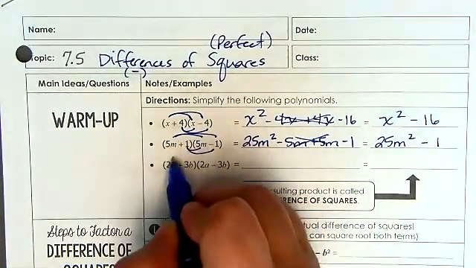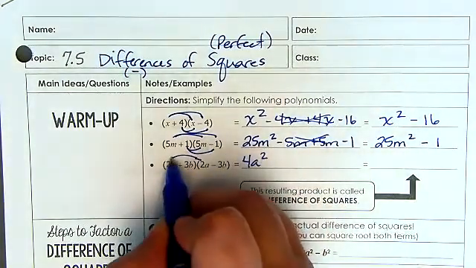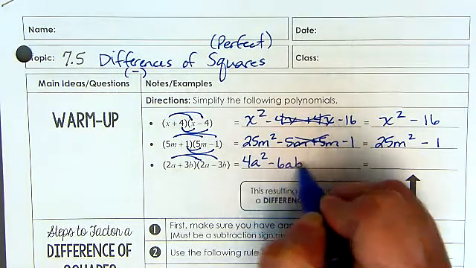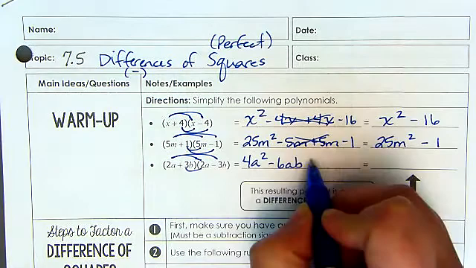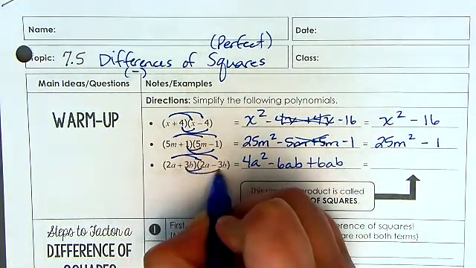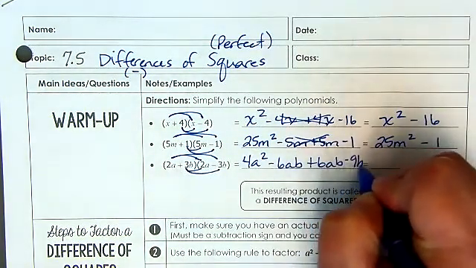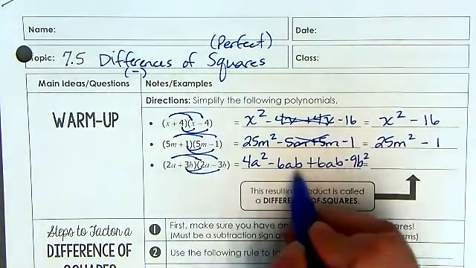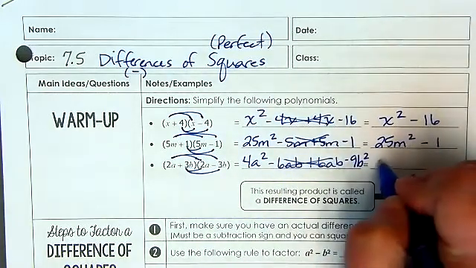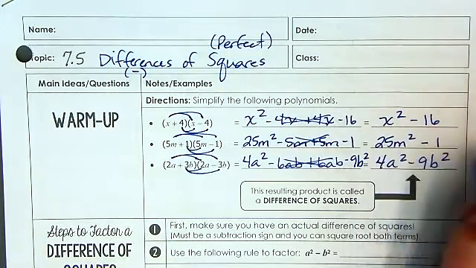Next example, 2a times 2a gives me 4a squared. 2a times -3b gives me a -6ab. 3b times 2a gives me a positive 6ab. 3b times -3b gives me a -9b squared. And if I simplify these two middle terms, one's positive, one's negative, they cancel out, and I'm left with 4a squared minus 9b squared.